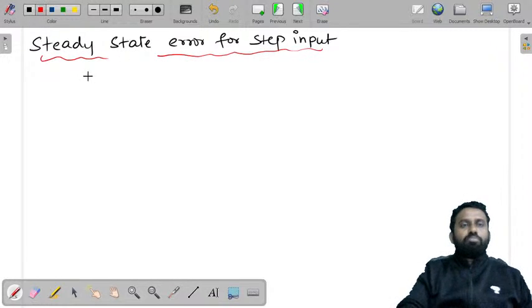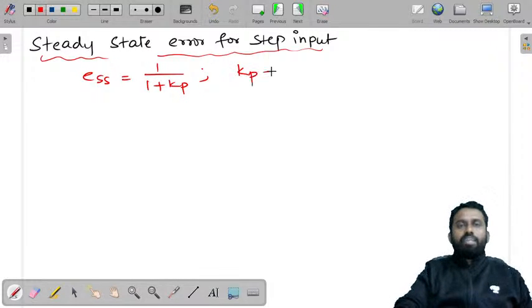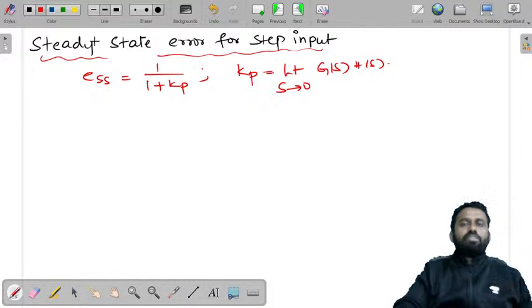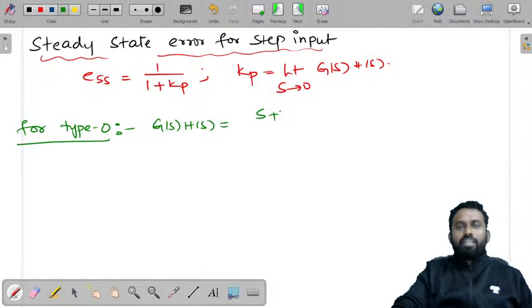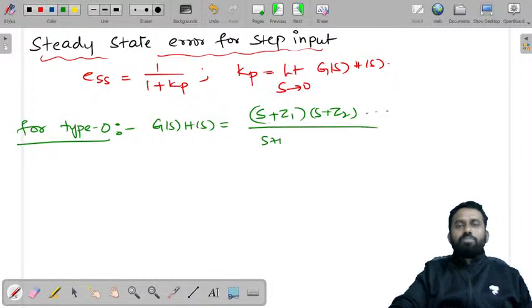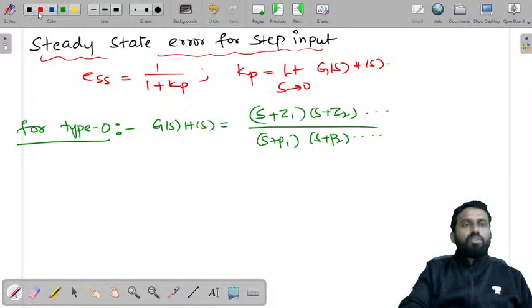You know what is unit step input steady state error? ESS is equal to 1 by 1 plus Kp, where Kp is equal to limit s tends to 0 of G(s) into H(s). Now let's take the steady state error for step input for a type 0 system. For type 0, G(s) into H(s) is equal to (s plus z1) into (s plus z2) and so on, by (s plus p1) into (s plus p2) and so on. So find Kp first.